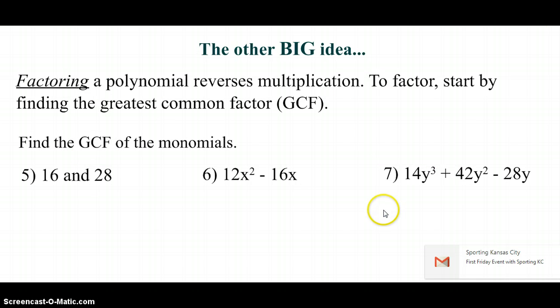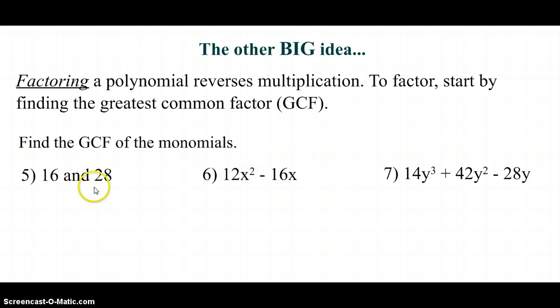The other big idea that we're looking at today, factoring. Factoring a polynomial is the opposite of multiplication. We wouldn't call it division. It's undoing multiplication though. To factor, we start by finding what's called the greatest common factor, the GCF.